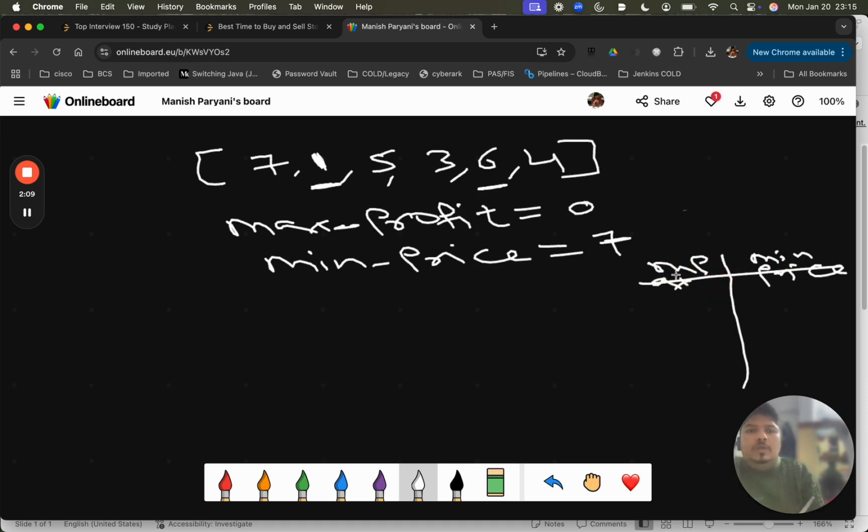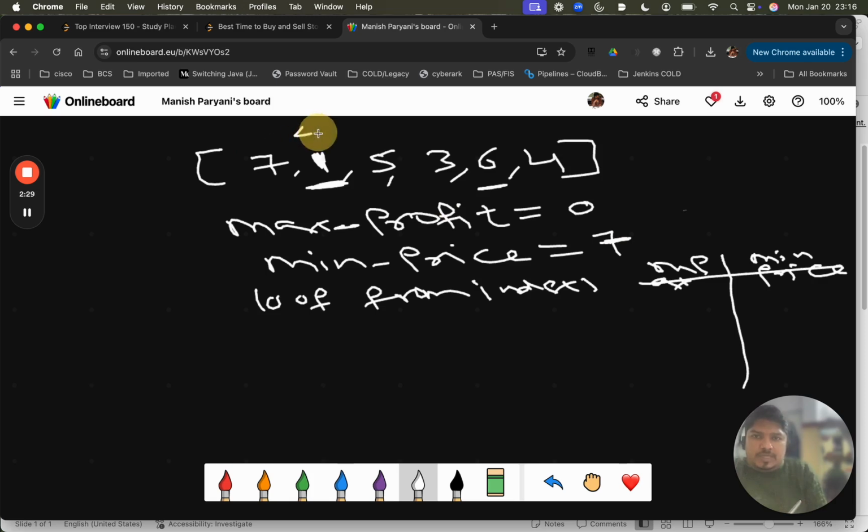Okay, now I'll start a loop from this place, loop from index 1. Now on the next day, so this is my second day. Now if I sell here, on the very first day I purchased at 7 rupees, and if I sell today I'll be at a loss.